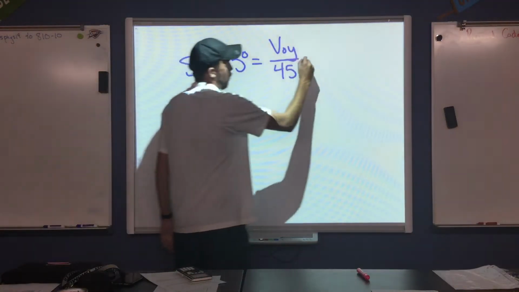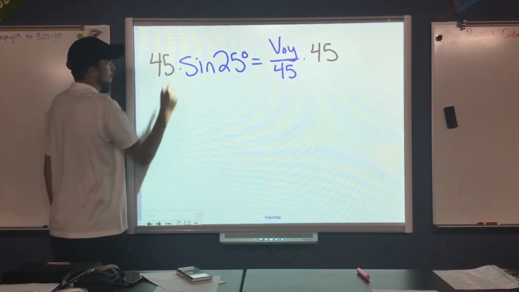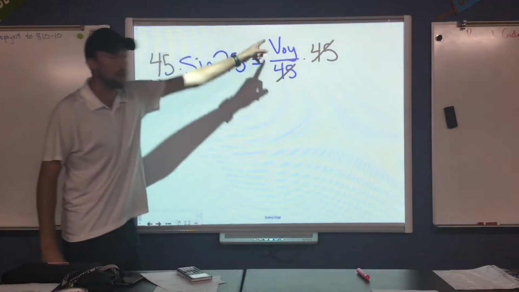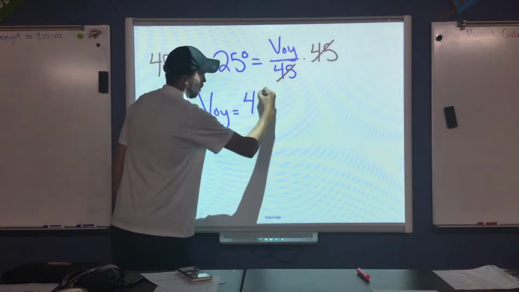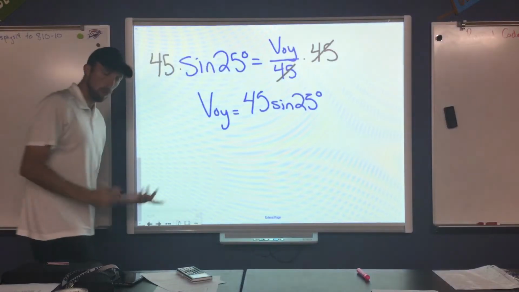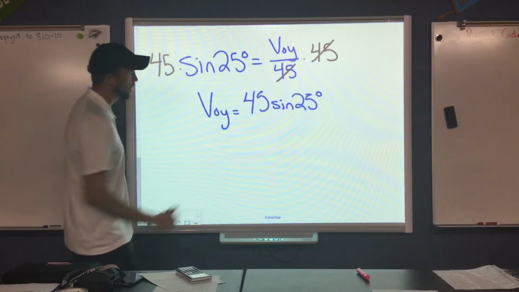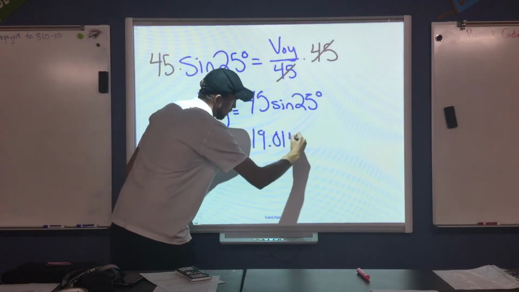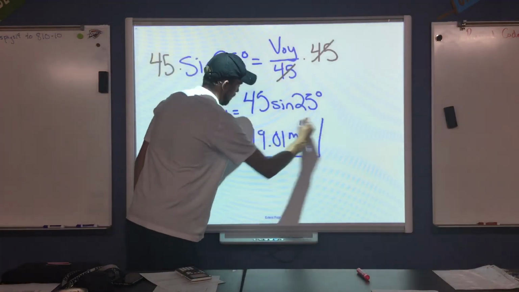So we'll multiply by 45 in the numerator on both sides of our equation. 45 divided by 45, those values will cancel out. We'll now have an expression for initial velocity in the y that looks like this. 45 sine of 25 degrees. We'll plug this value in, similar to what we did just a moment ago. We get 19.01 meters per second. So now we have our initial velocities in the x and the y.